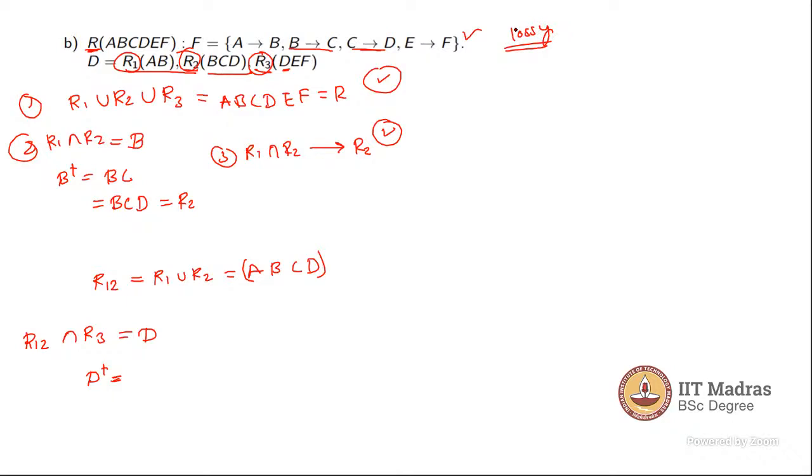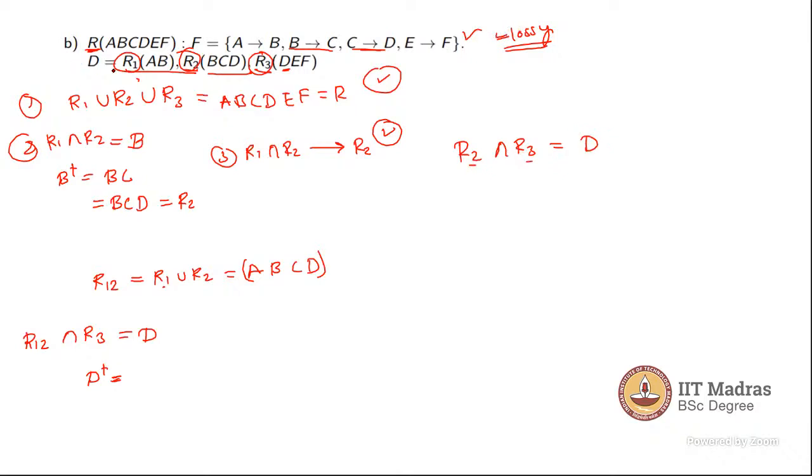Any question, any doubt? So what do you mean by R12? R12, basically, is the union of R1 and R2. We already checked R1 intersection R2. You can take any combination. You can take R2 and R3 also. So let us take R2, R3. R2 intersection R3, the common attribute is D here. From D, can we determine R2 or R3? No. So we can directly say that this is a lossy decomposition.